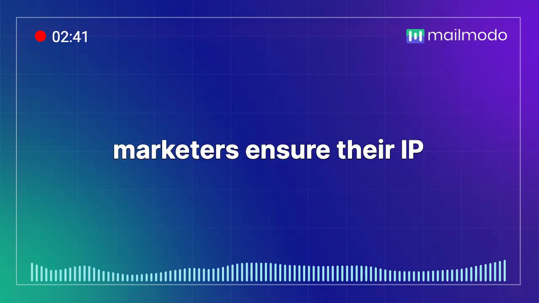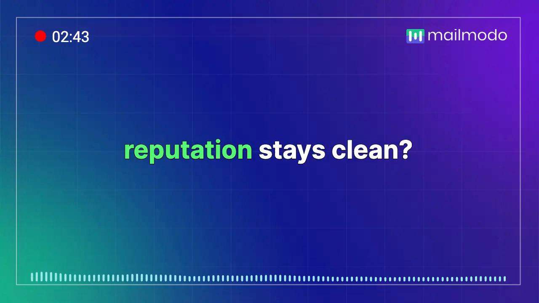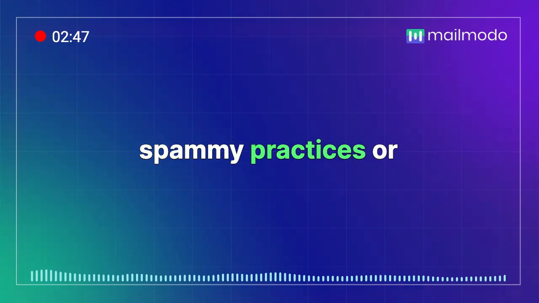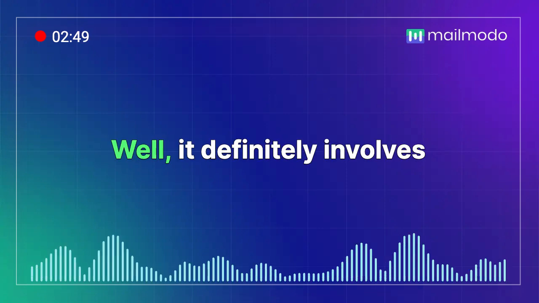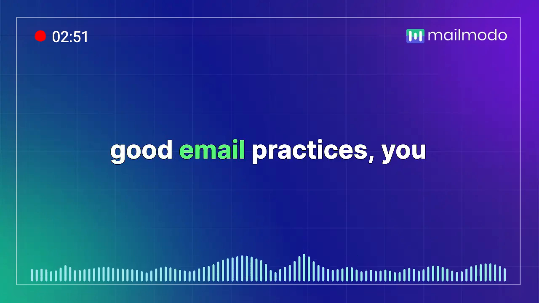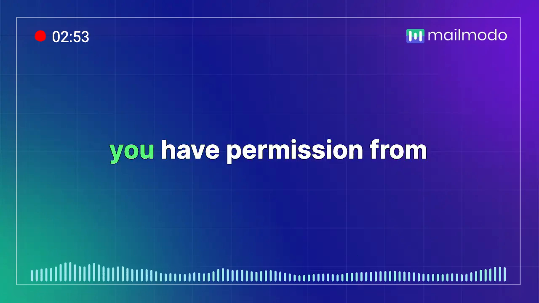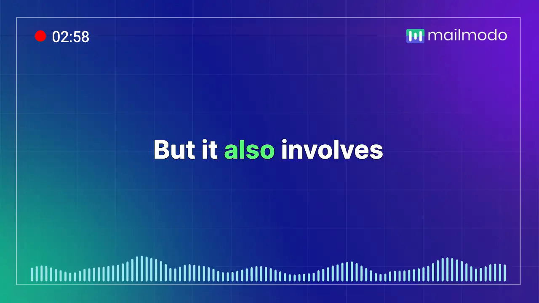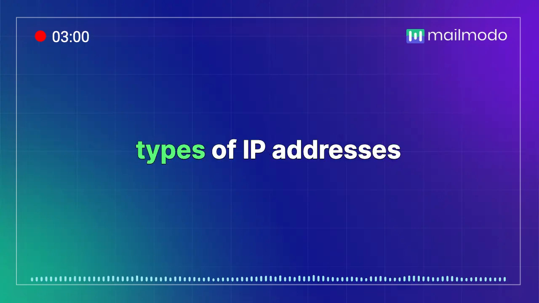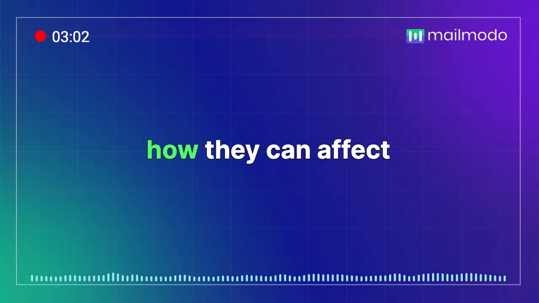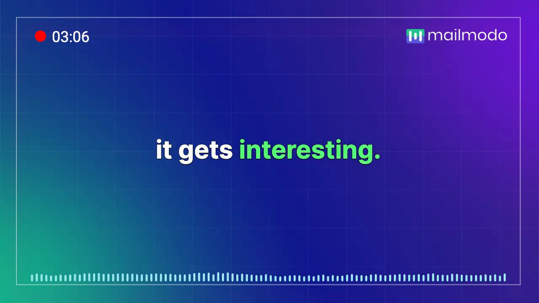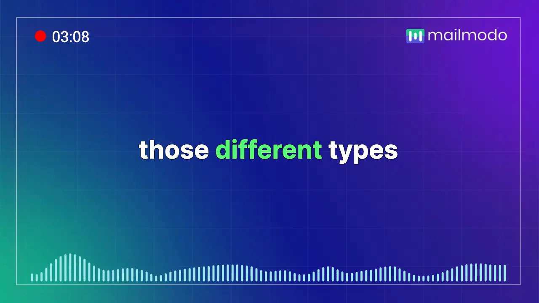So how can email marketers ensure their IP reputation stays clean? Is it just about avoiding spammy practices, or is there more to it? Well, it definitely involves good email practices, like making sure you have permission from your subscribers and sending relevant content. But it also involves understanding the different types of IP addresses that are available and how they can affect your email deliverability. Okay, so that's where it gets interesting. I'm ready to dive into those different types of IP addresses.